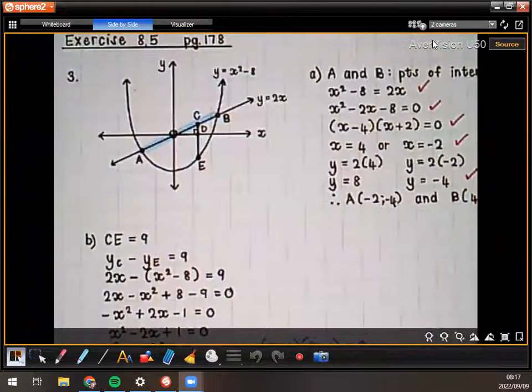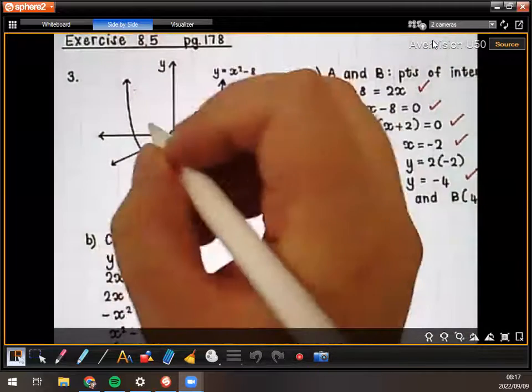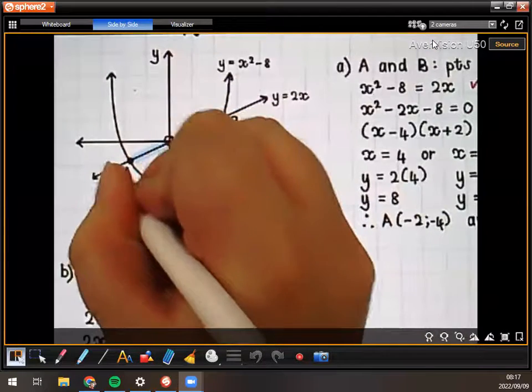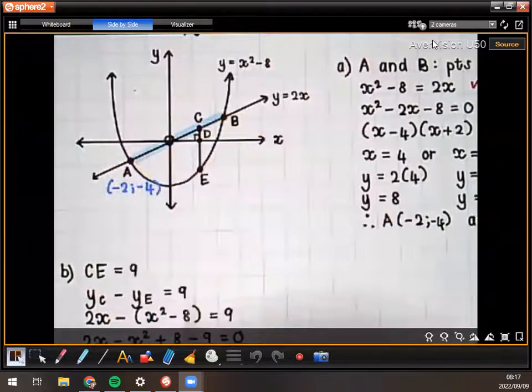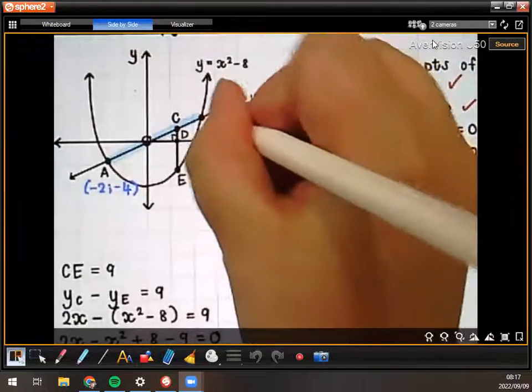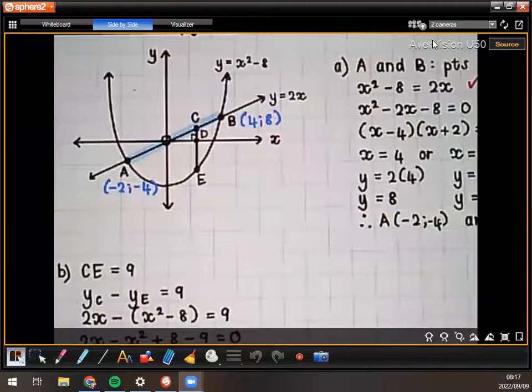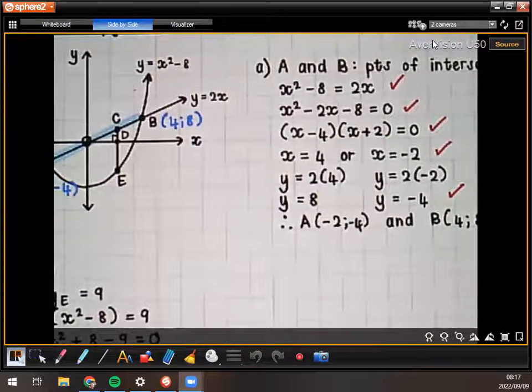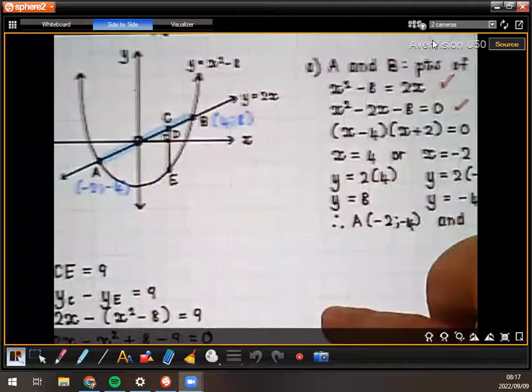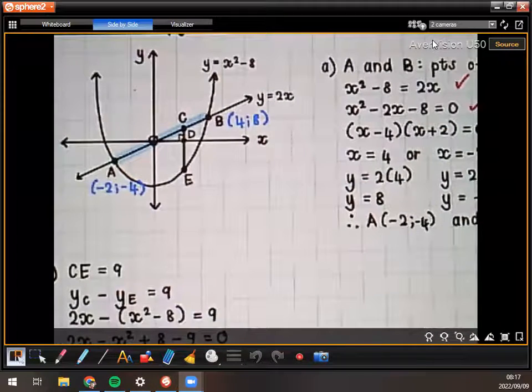So now we have to say what those answers are, guys. Did we calculate A and B? We found that A was the point -2, -4, and B was the point 4, 8. A is -2, -4. You must have factorized that.